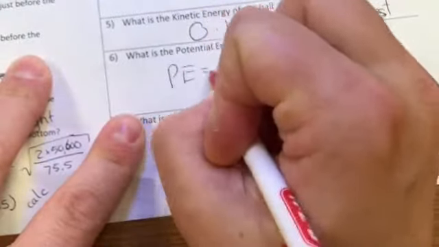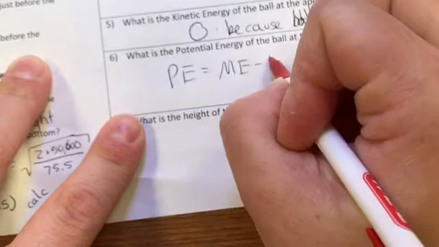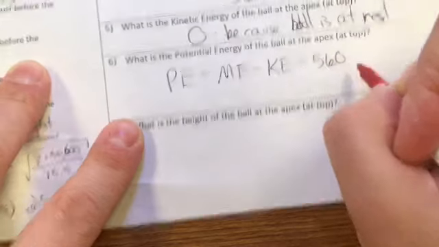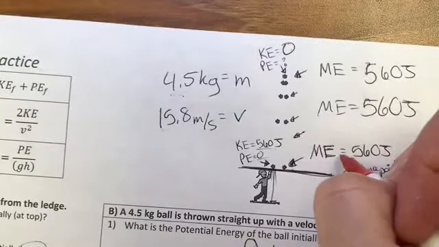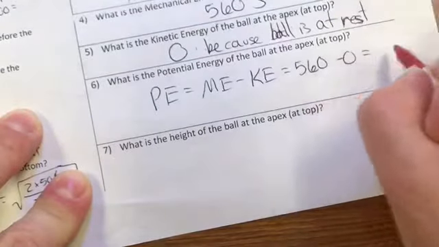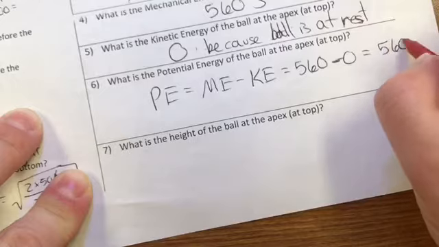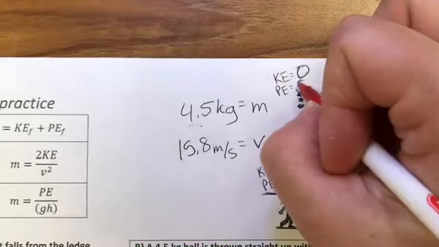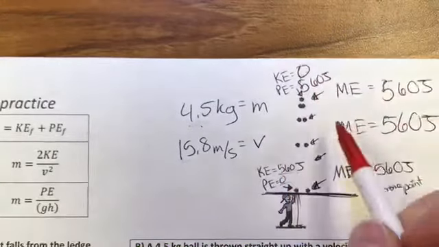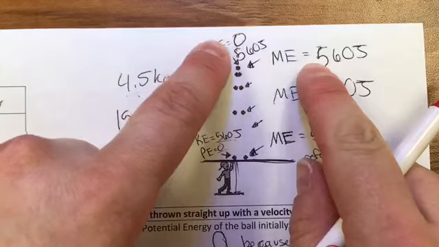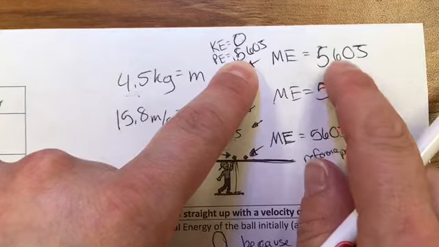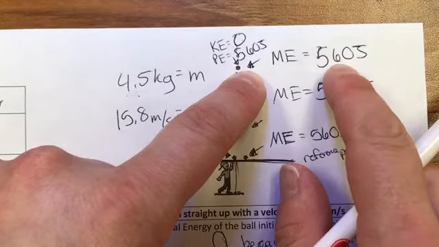Your potential energy is your mechanical energy minus your kinetic energy. The mechanical is 560 anywhere along there. At the top, the kinetic is 0. So, 560 joules is my potential energy at the top. These two added together have to equal that. If my kinetic is 0, my potential must be 560 for them to add up to equal 560 mechanical.